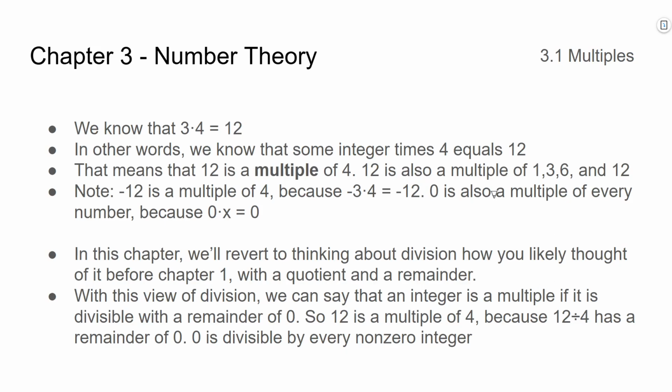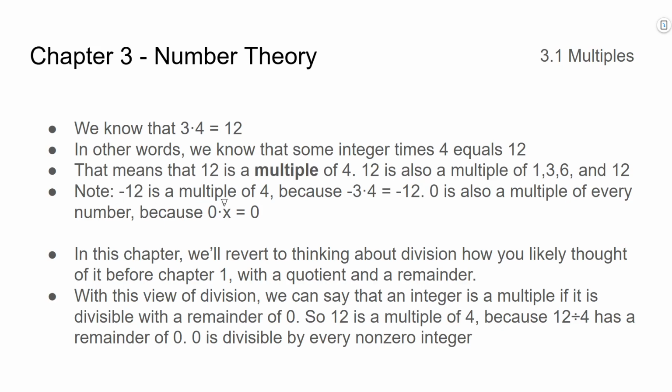So 12 is also a multiple of some other numbers too, like 1. You can do 1 times 12 to make 12. 3 is a multiple of 12, 3 times 4. 6 is a multiple of 12. You can do 6 times 2 to get 12. And 12 is a multiple of 12, 12 times 1.